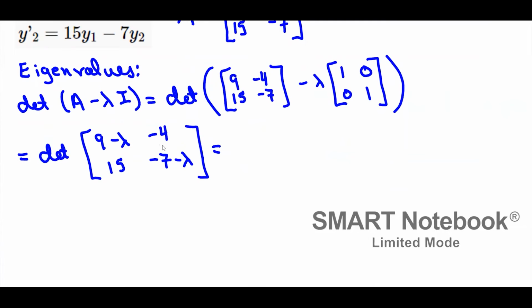All right, so now we're going to multiply this diagonal, and we're going to subtract the product of this diagonal. So that's -4 times 15. That's going to be 60. So it's -60. So let's change this to +60.